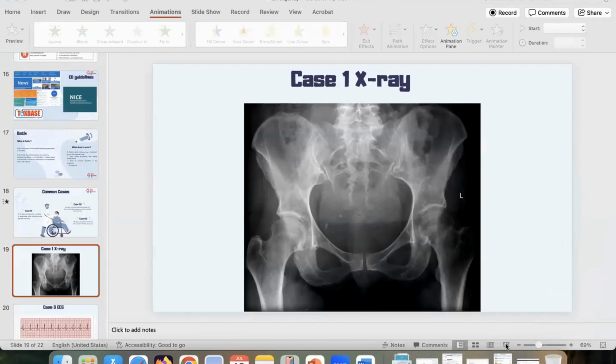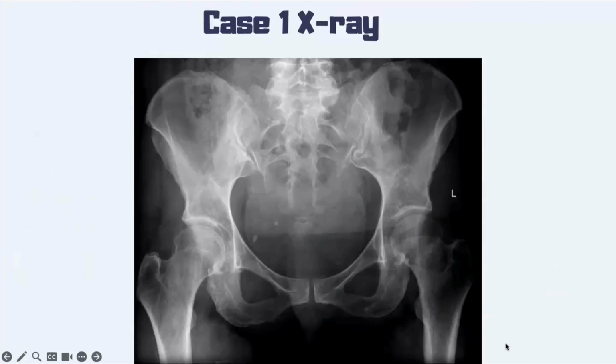So if you all can see the X-ray here, what can you see on this X-ray? Well, there is a fracture. Yeah, where? Left-hand side. Yeah, left. Perfect. So there is a neck of femur fracture at the left-hand side.